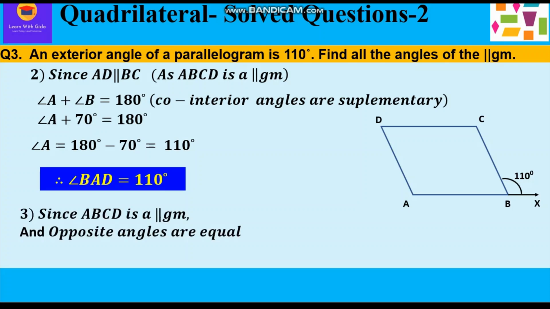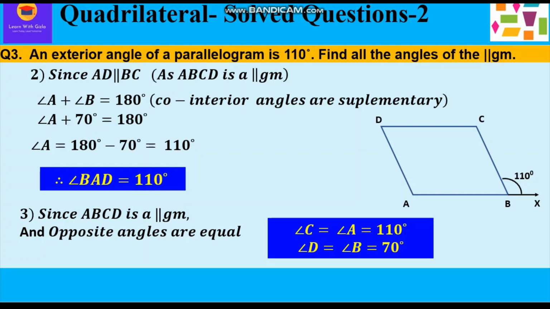Now since ABCD is a parallelogram and opposite angles are equal to each other, we can say angle C is equal to angle A, which is equal to 110 degrees, and angle D is equal to angle B, which is equal to 70 degrees. So just with the help of an exterior angle, we have calculated all the angles of the parallelogram.